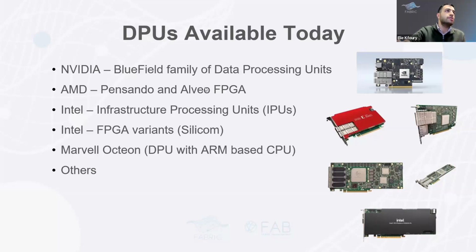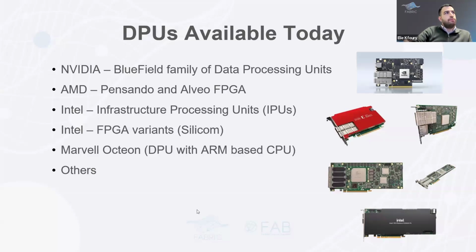But there are other vendors. From AMD, you have the Pensando, and they have FPGA-based DPUs, like the Alveo one. Intel has what they call an IPU, infrastructure processing unit. It has the same components as the DPU that we talked about. It's just a different term that they use. And one from Intel is P4 programmable. You have FPGA-based variants from Intel as well, from Octane, and there are others as well.